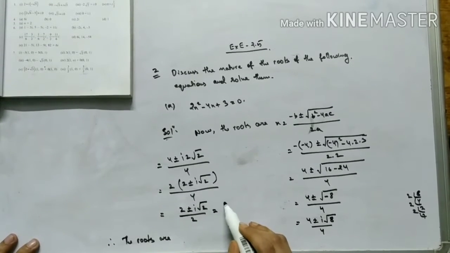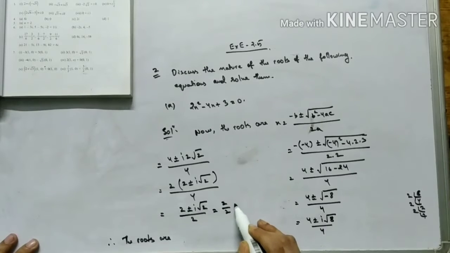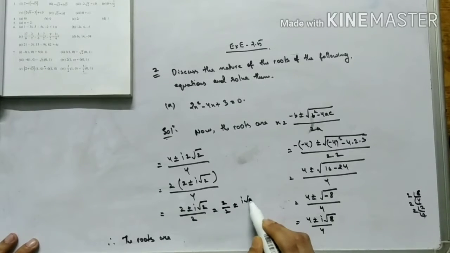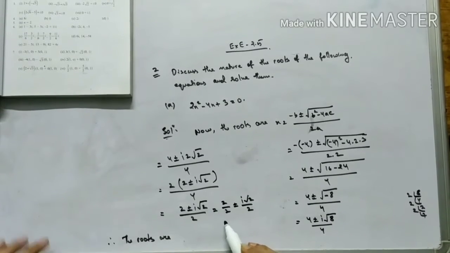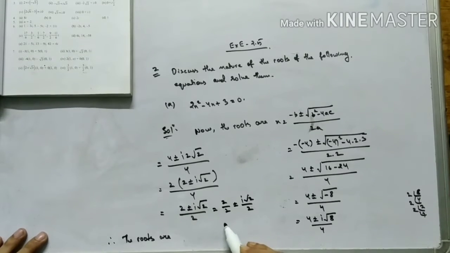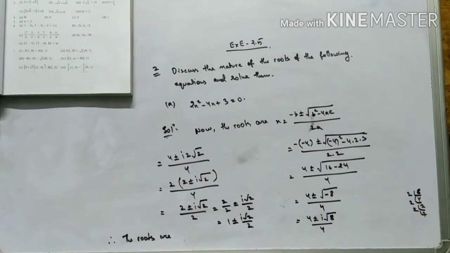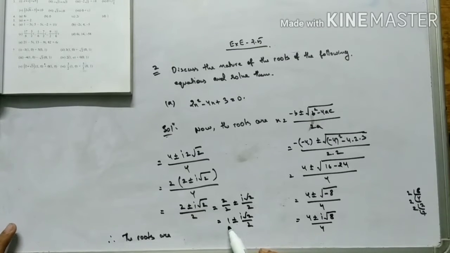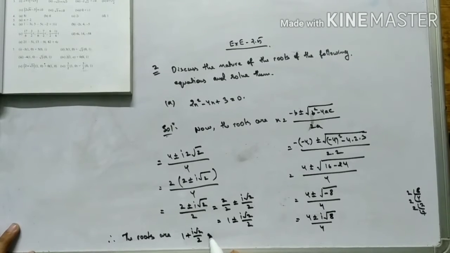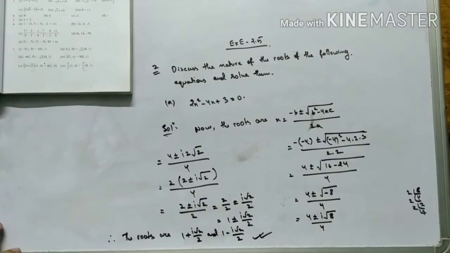So this is equal to 2 by 2 plus minus i root 2 by 2, which is equal to 1 plus minus i root 2 by 2. So therefore, ultimately the roots are 1 plus i root 2 by 2 and 1 minus i root 2 by 2. So this is your answer.